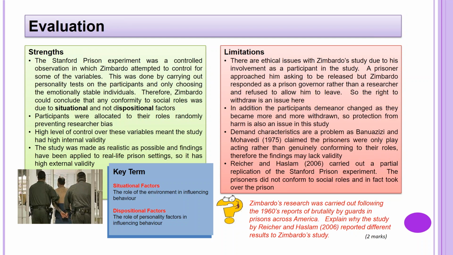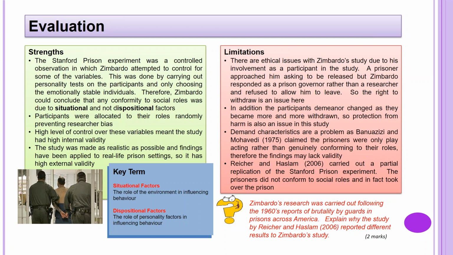Key terms in this unit are situational factors, the role of the environment in influencing behaviour, and dispositional factors, the role of personality factors in influencing behaviour. So I'd like you to attempt this final question of this lesson. Zimbardo's research was carried out following the 1960s reports of brutality by guards in prisons across America. Explain why the study by Reicher and Haslam in 2006 reported different results to Zimbardo's study.